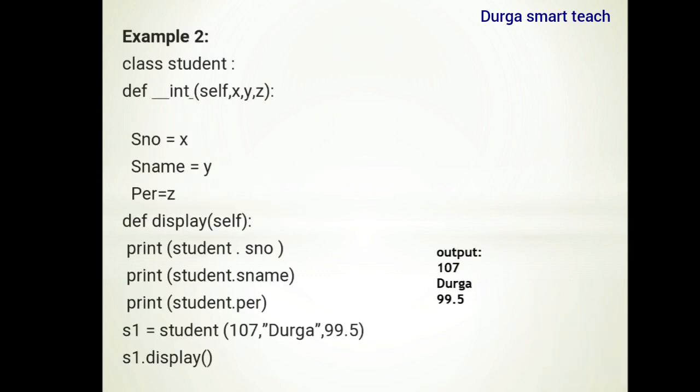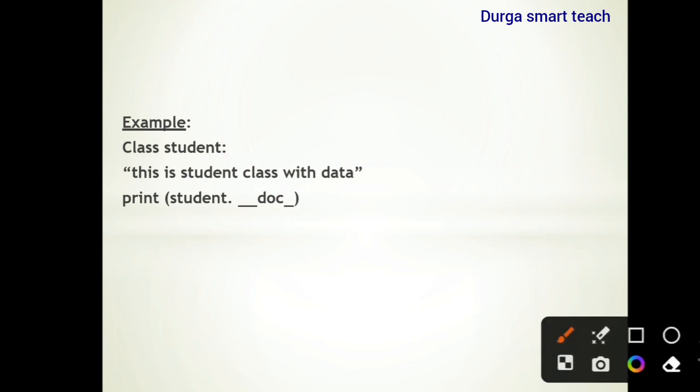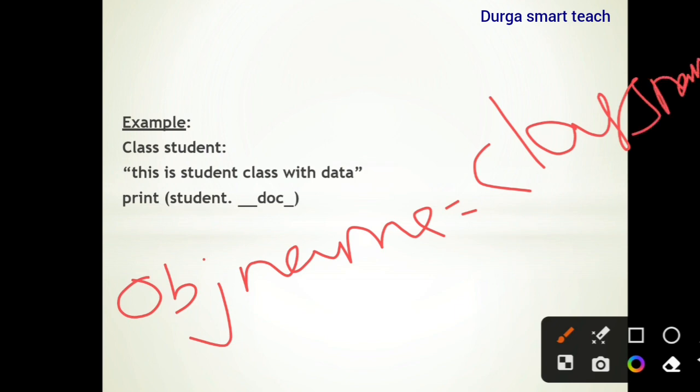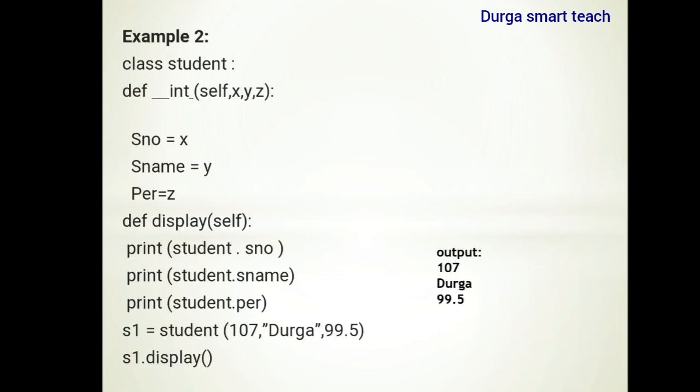Next, let's see one example of how to create a class and how to create an object. For creating an object, the syntax is object name equals class name. For example, the object name is s equals the class name Student. So we are creating an object for the Student class. This is the syntax to create an object. Let's see one example. Class Student.